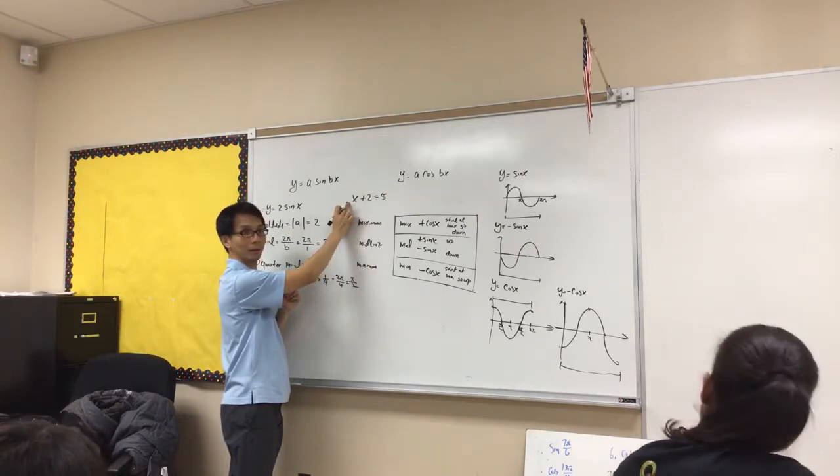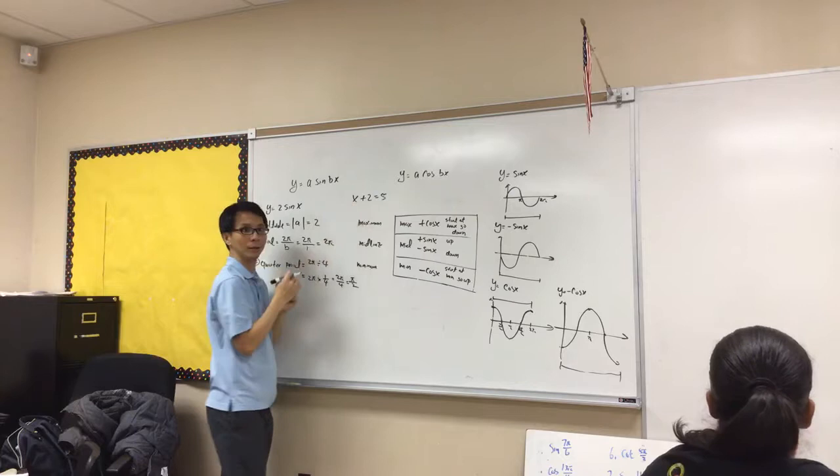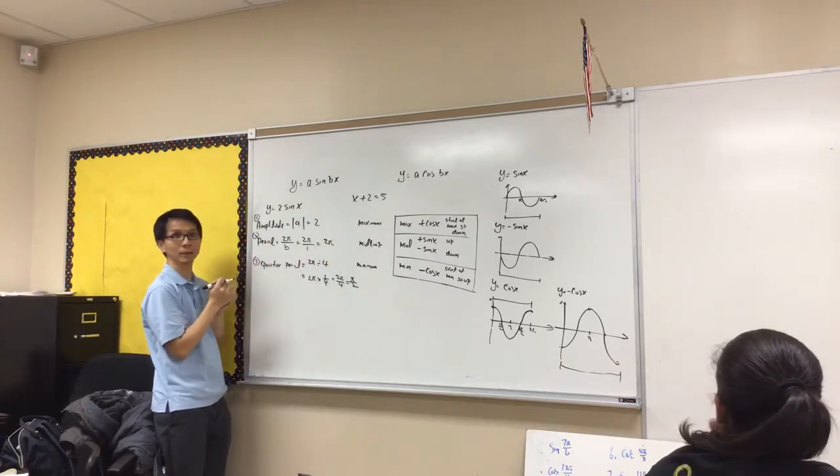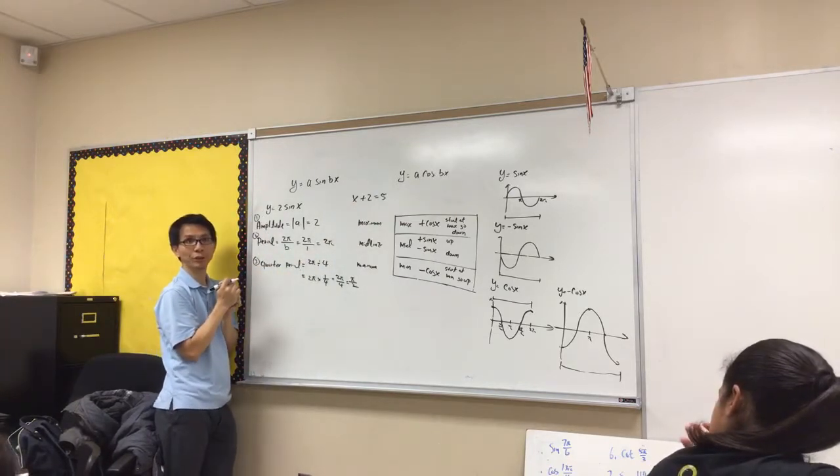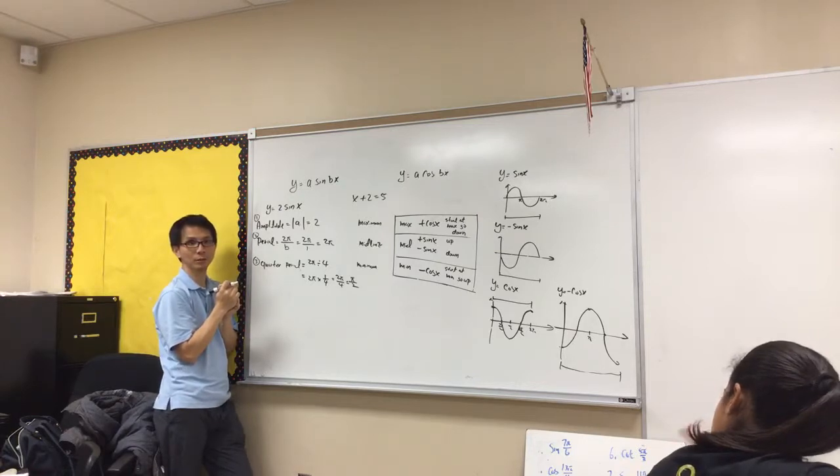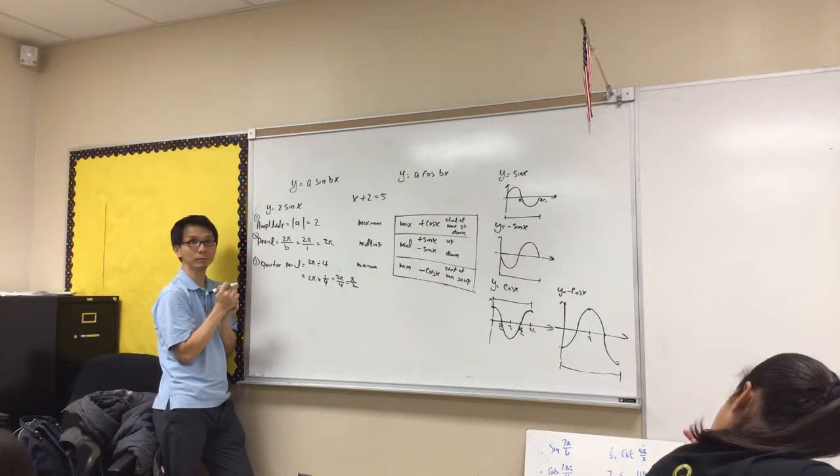Where did you get the 4 from? For the quarter period? Because it's a quarter, so divided by 4, or times 1 over 4. That's a better way to look at it. So it's just the period divided by 4.